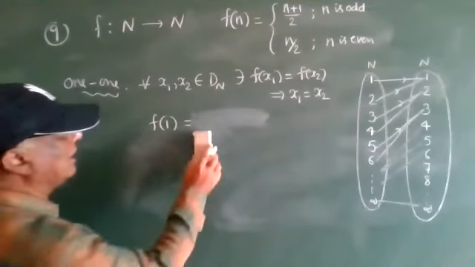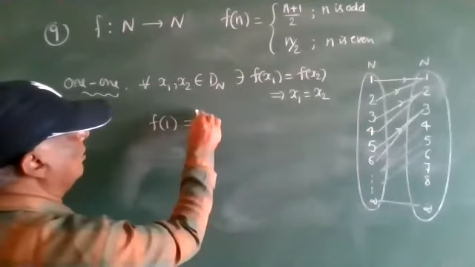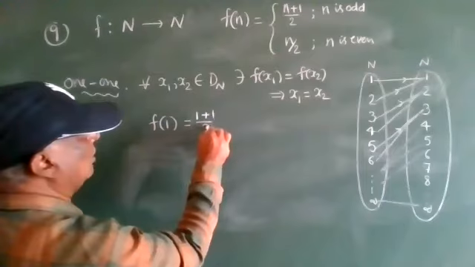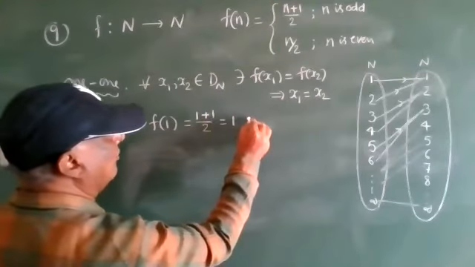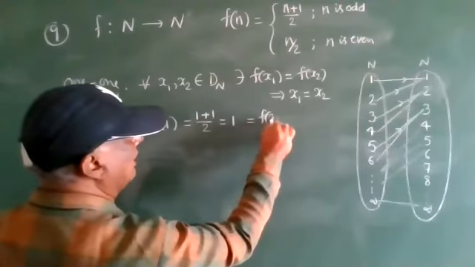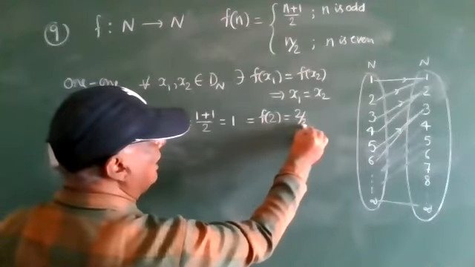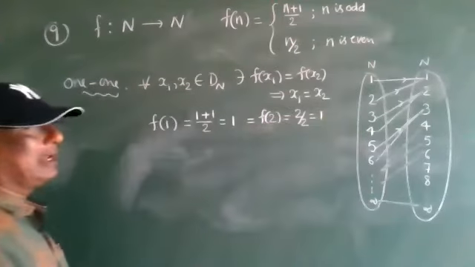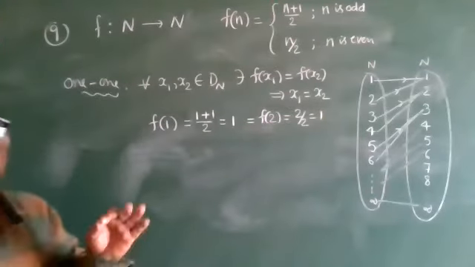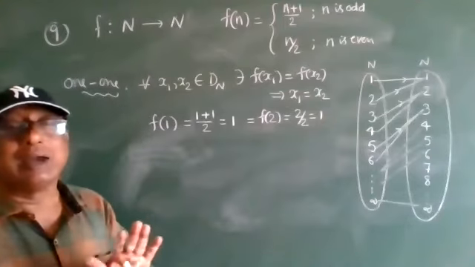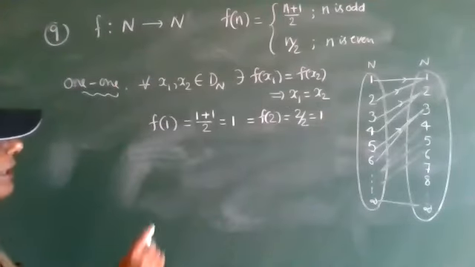Everyone see. For an odd number, the definition is (n plus 1) by 2. Its value is 1. For an even number, n by 2, its value is also 1. An odd number and an even number have the same image. Therefore, f is not one-one.